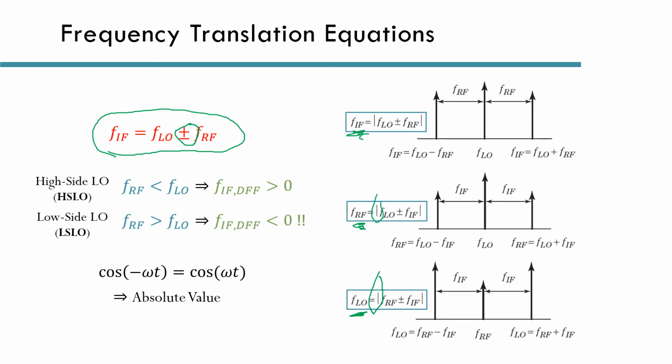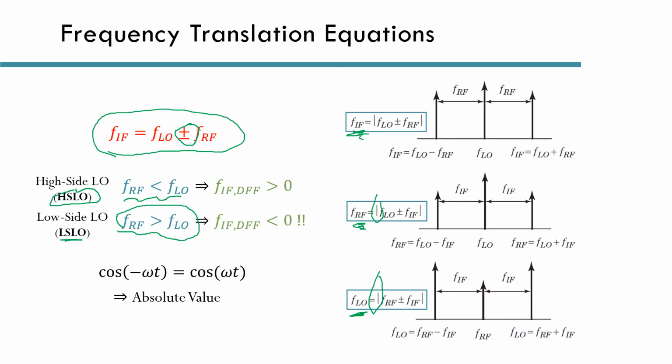Notice that if FRF is less than FLO, which is called the high side LO, high side local oscillator, then the mixer output at the difference will always be positive and above 0 Hz. However, if FRF is larger than FLO, which is called the low side LO, then the output frequency will be negative or below 0 Hz at the difference.